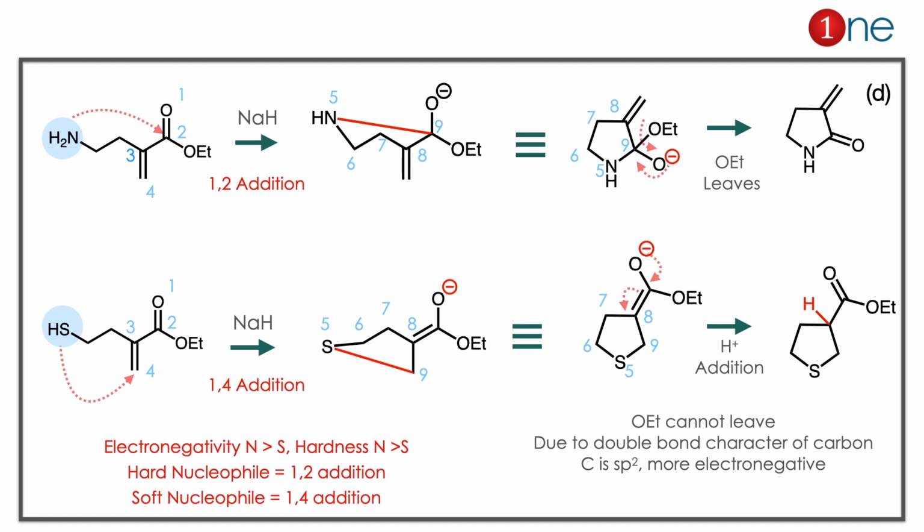Here you have to learn 2 important things. One is soft and hard nucleophiles. Soft nucleophiles undergo 1,4 addition, hard nucleophiles undergo 1,2 addition. Second thing is how to quench the charges. In Michael addition, the charge cannot be quenched by OEt elimination; it is quenched by the negative charge and H plus quenching.